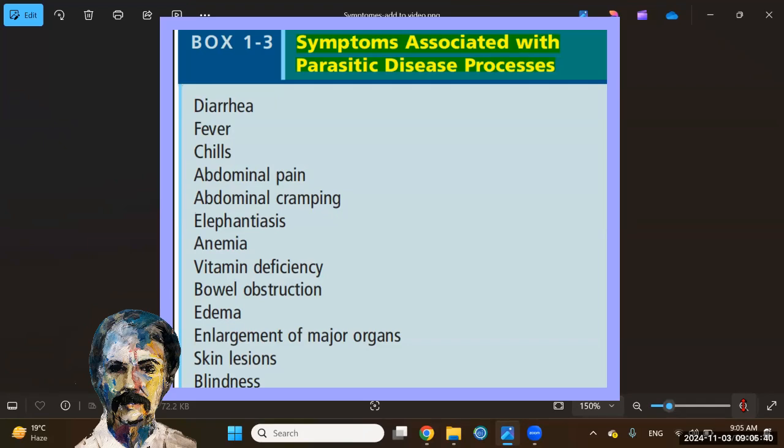Enlargement of major organs. Some organs enlarge when you have a parasitic infection, such as the esophagus and the colon. In Chagas disease, there is what we call megacolon. The colon, the large intestine, becomes very big. It's different from elephantiasis of the leg; these are internal organs. Another example, visceral leishmaniasis, caused by Leishmania donovani or Leishmania infantum. They cause enlargement of the spleen, hepatosplenomegaly.